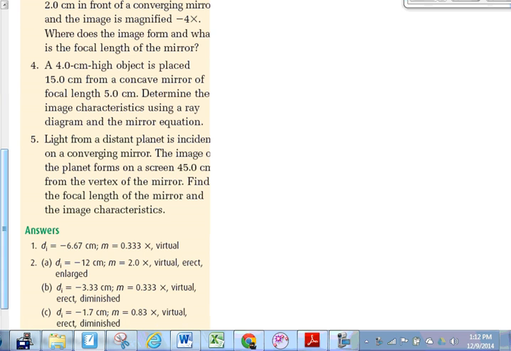Number 4 says a 4 centimeter high object is placed 15 centimeters from a concave mirror. Usually we see the terms converging and diverging. This one is concave versus convex. Is a concave mirror converging or is it diverging? Alex, is a concave mirror converging or diverging? Concave lens would be diverging. Concave mirror would be converging. So that's a positive focal length.